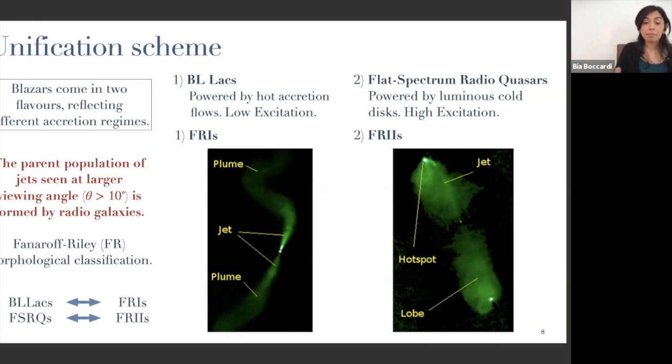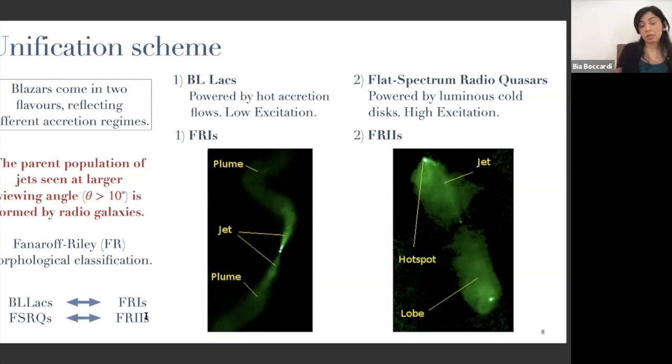And overall, although there is not a one-to-one correspondence, we believe that BL Lacs are the parent population of FR1s, while FSRQs are the parent population of FR2s.